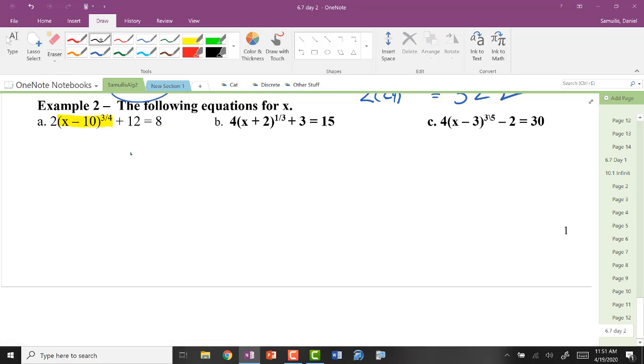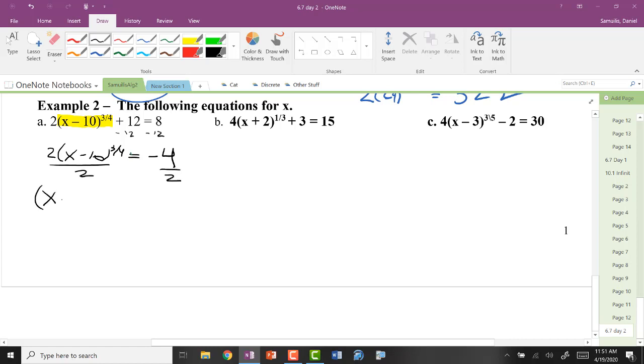Okay, the correct solving procedure is to first subtract 12 from both sides. So we end up with 2 times (x minus 10) to the 3/4 equals -4. Then we're going to divide by 2. So I get (x minus 10) to the 3/4 equals -2. Then I'm going to raise it to the 4/3 power.